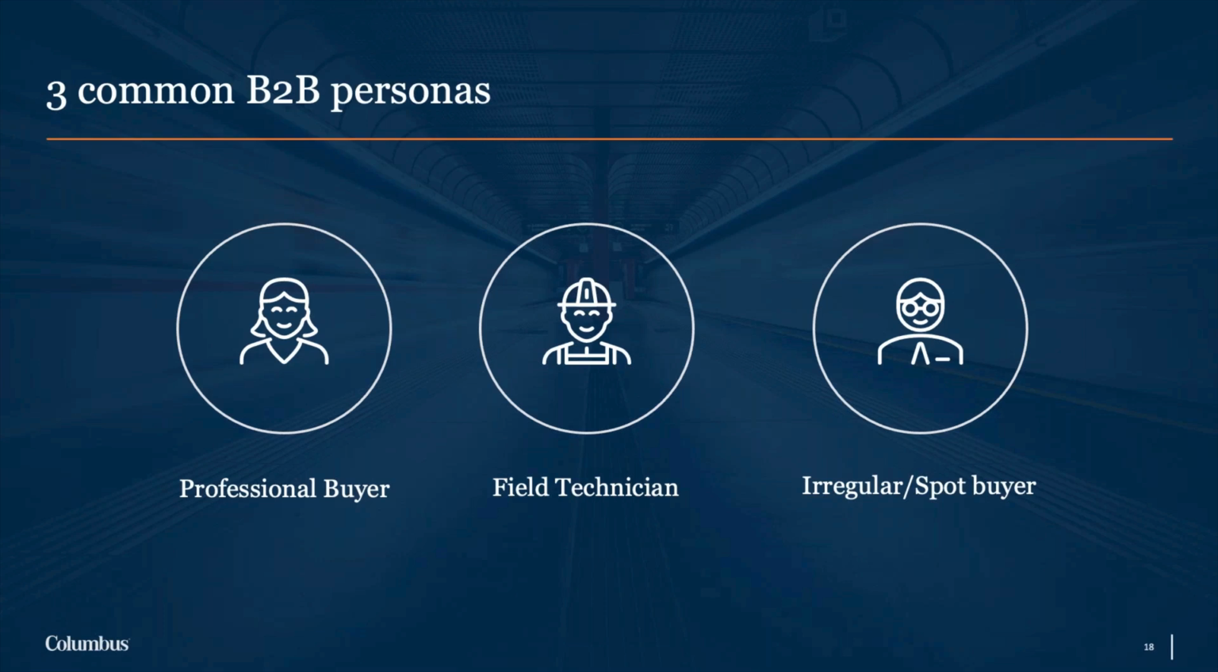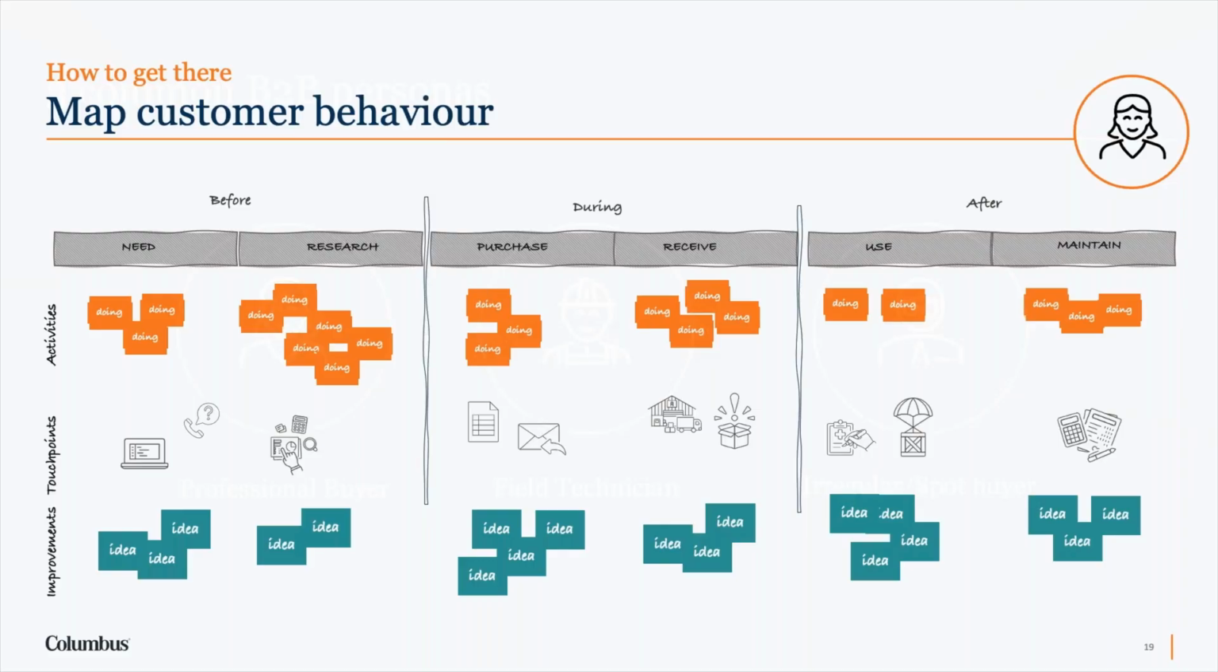And once you've defined your most important target audiences, you can start mapping their customer journeys. A customer journey map is a visual representation of a customer journey. It's an effective way to understand your customer's behavior. It helps you tell a story of the customer's experiences with your brand across all touch points.